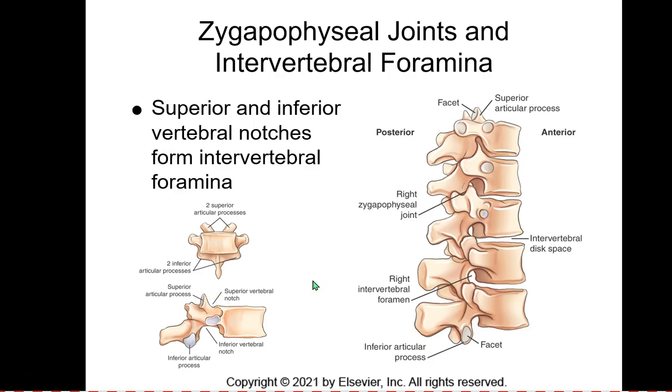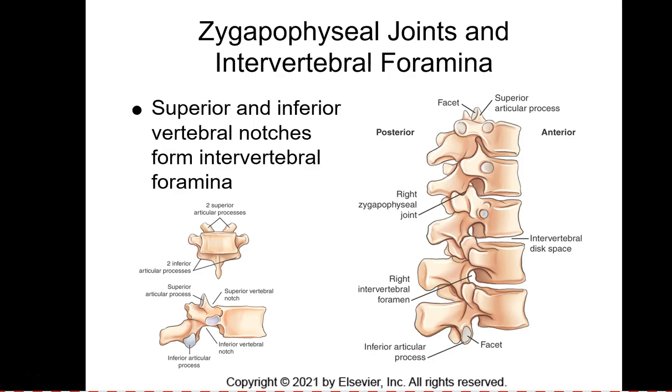Along the lower surface of each pedicle is another half circle shaped area called the inferior vertebral notch. Well, guess what? When you stack vertebrae on top of each other, that superior notch meets the inferior notch of the vertebrae above, and that forms an intervertebral foramina. Cool, huh? Between every two vertebrae, there are two intervertebral foramina, because remember, there's going to be one on the right and one on the left. And through the intervertebral foramina, you'll have spinal nerves and blood vessels passing.